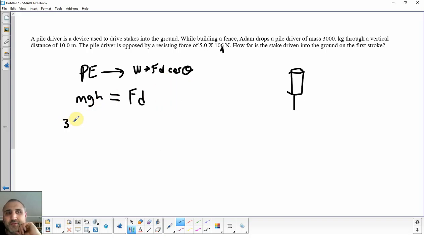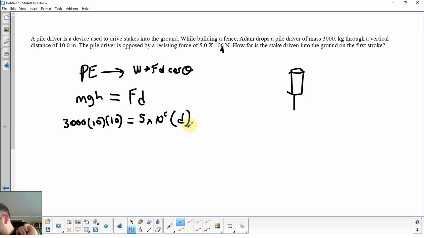So the m is 3,000, g is 10, the height is 10, and that equals the force, which is 5 times 10 to the 6 newtons, times the displacement. So there's the start of the problem, at least. Now we can start doing some calculations. 3,000 times, not 300, 3,000, times 10 equals 300,000. I don't know why I did that on my calculator. Equals 5 times 10 to the 6th d.